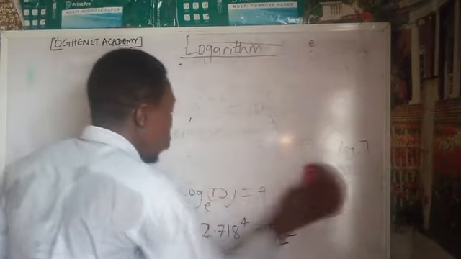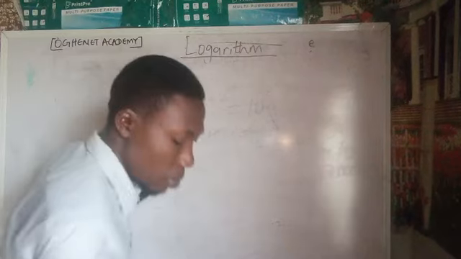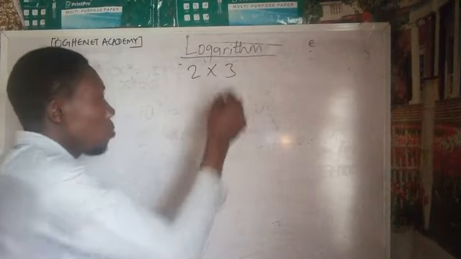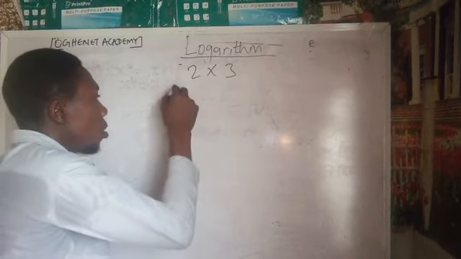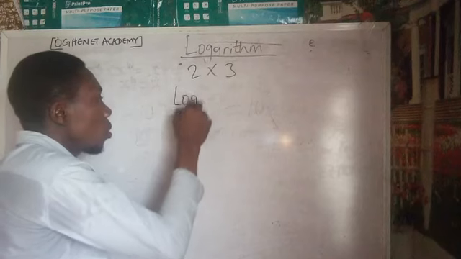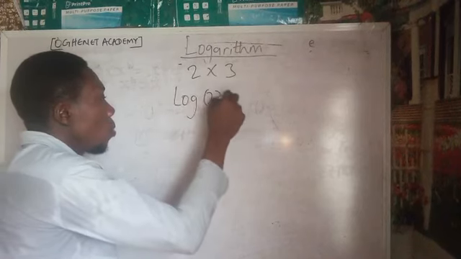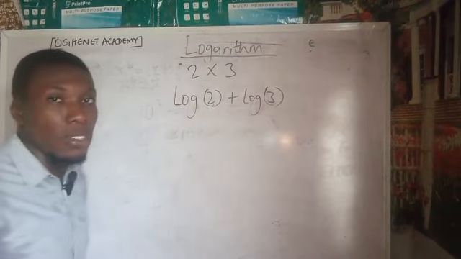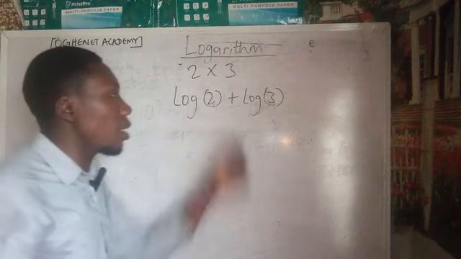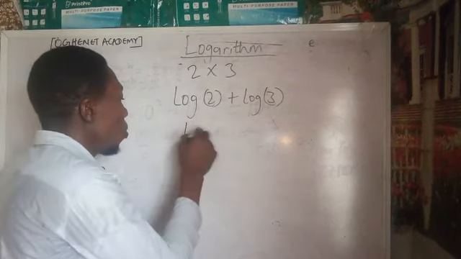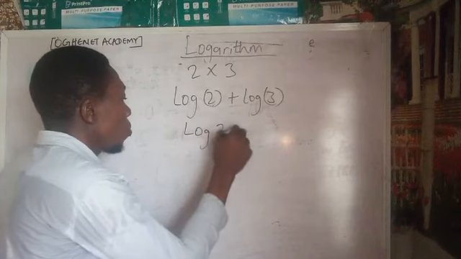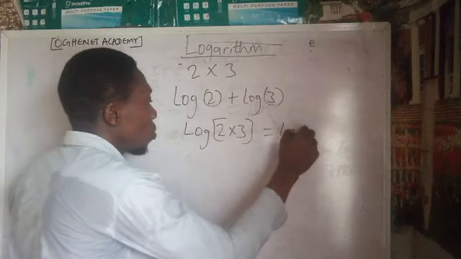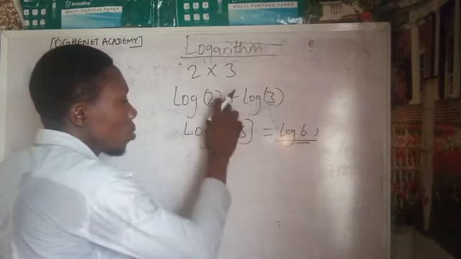Let's say you want to multiply 2 times 3. Okay, something as basic as that. So if you are using logarithm, you can say log 2 plus log 3. Now, under logarithm law, when you have two numbers added like this, what you are going to have is log 2 times 3. Okay, and you are going to get log 6. So this is the answer to this.